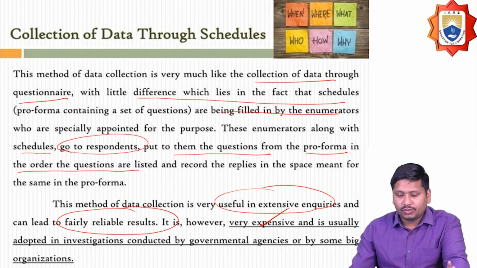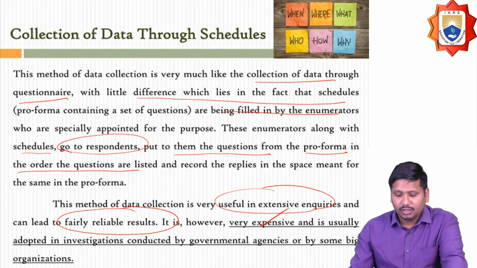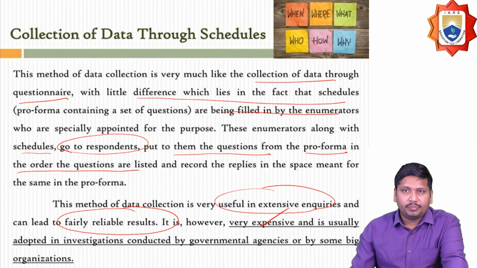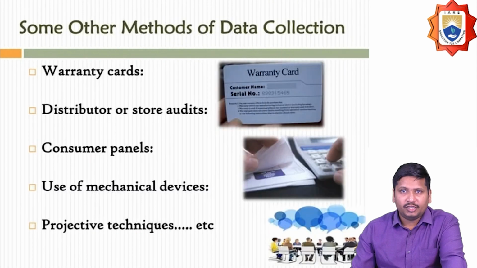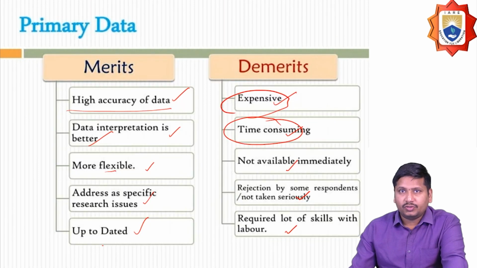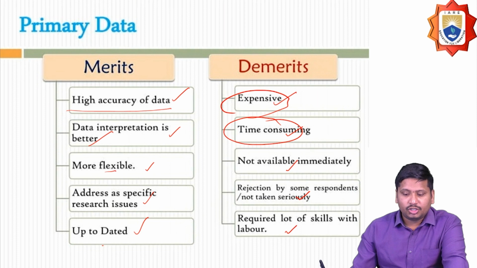Through schedules, we can extract the data by collecting from various government institutions and government companies and the like. But it is very expensive, and mostly adopted in investigations conducted by government agencies. Some other methods of data collection are warranty cards, distributors, consumer panels, mechanical devices, and projective techniques also. The merits and demerits of primary data: it has high accuracy of data, but it is very expensive.